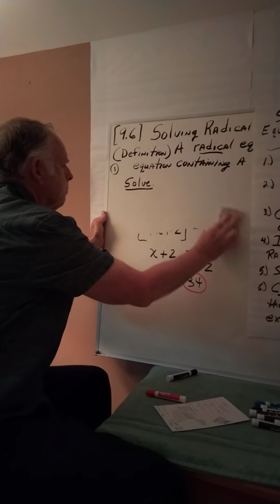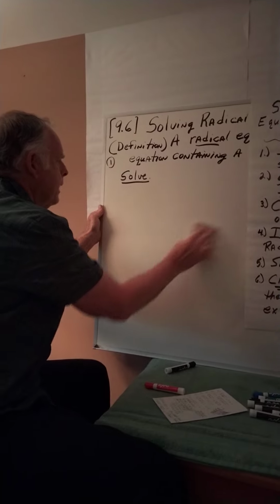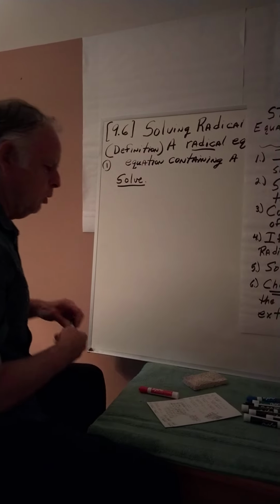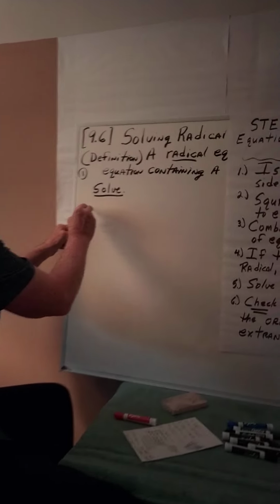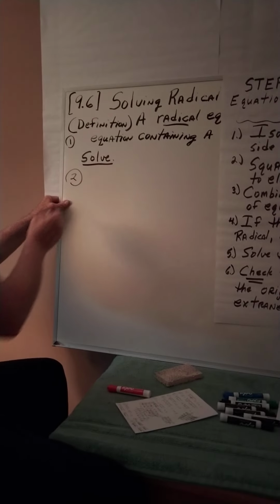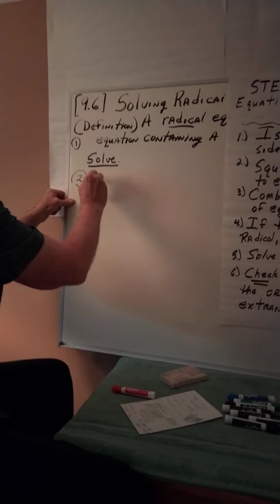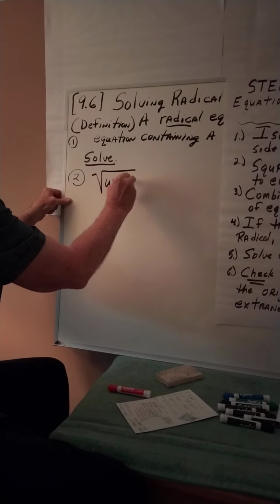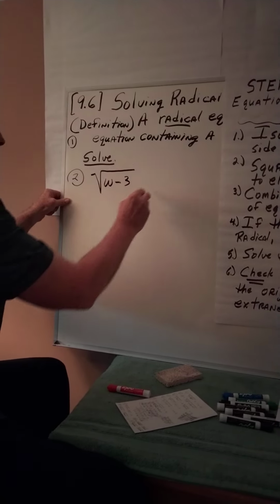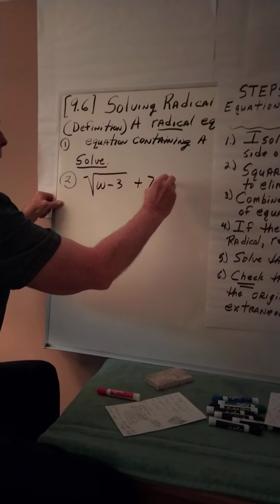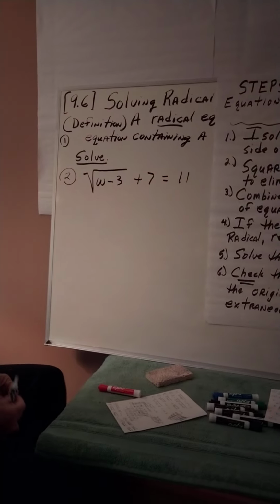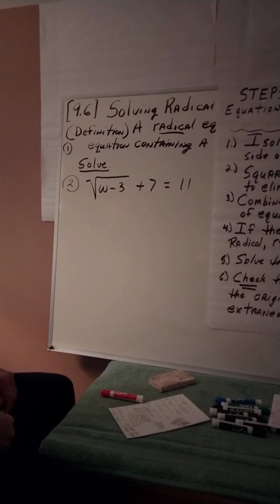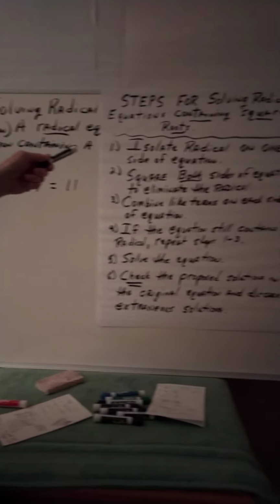Okay. Now as we go down the lineup of equations, we'll notice that we're just going to add a little information as we go. So let's go to number 2. The radical of w minus 3, plus 7, is equal to 11.